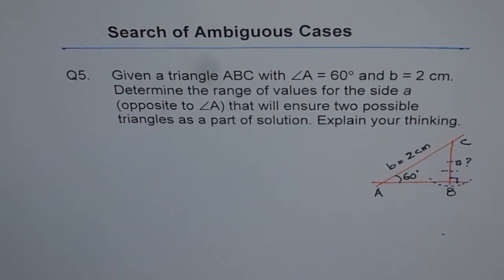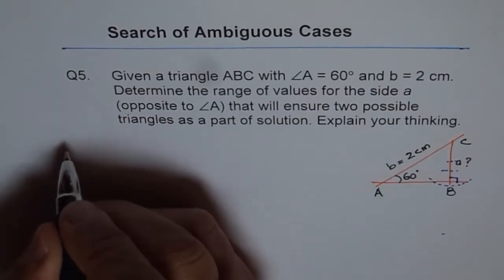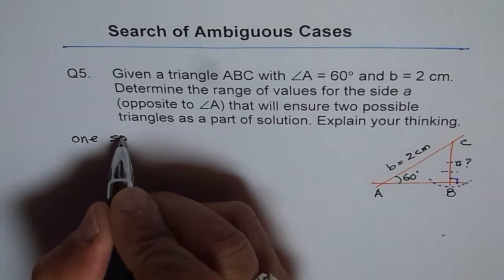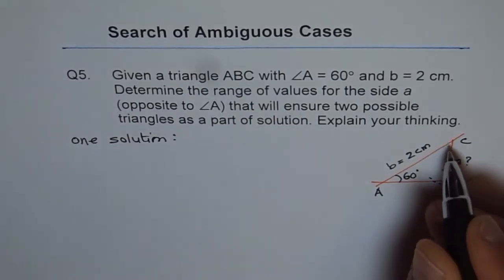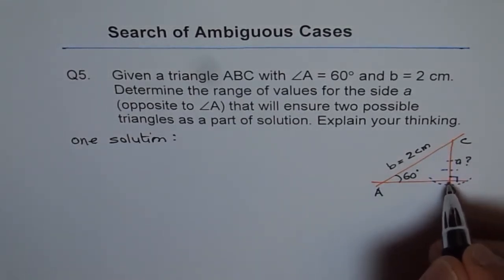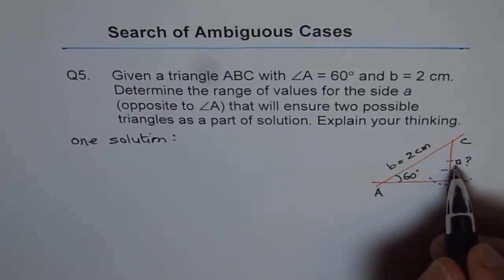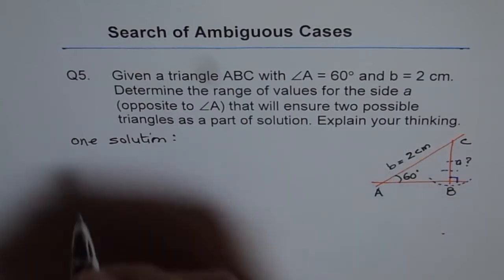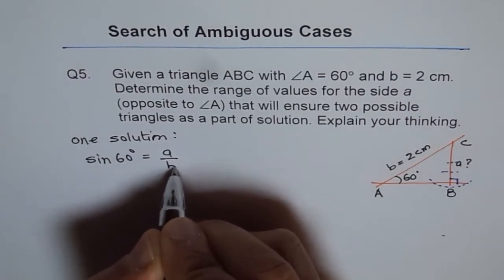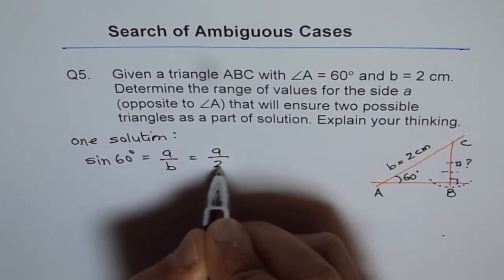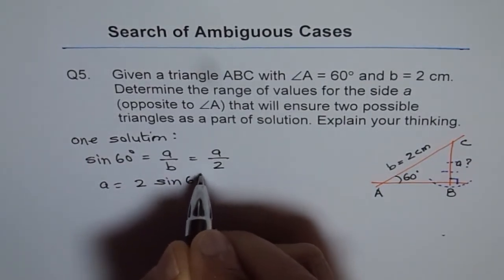Okay. So first thing is, let's find out what value of A will give us just one solution. One solution is possible if we have a right angle here, correct? Then that means it is just one, right? It will touch only at one point. So if this is a right angle, then what should be A? A over B is sine of 60 degrees. So sine 60 degrees equals A over B, and we know B is 2, and therefore A equals 2 times sine of 60 degrees, correct?